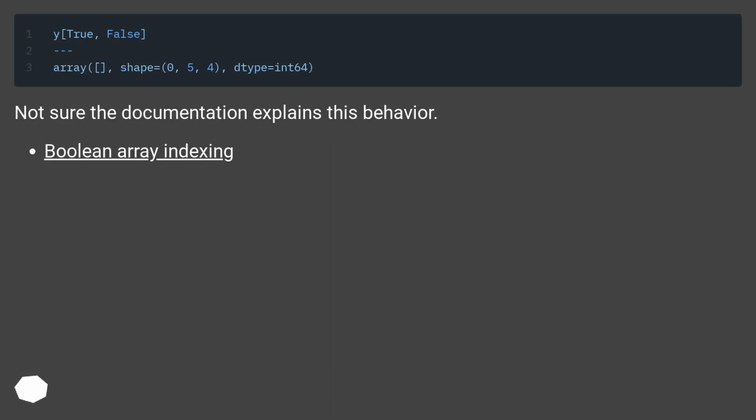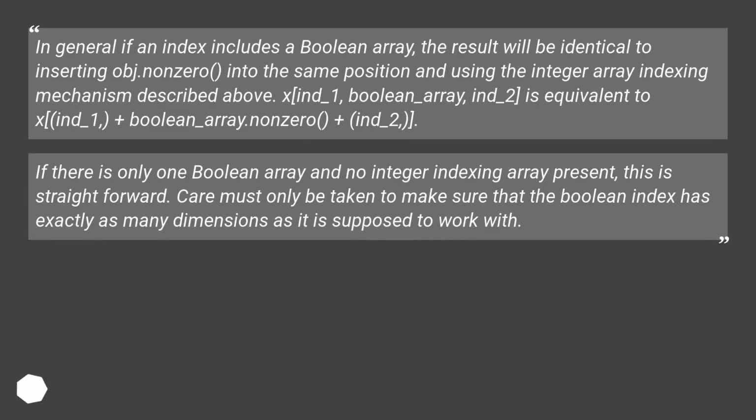Not sure the documentation explains this behavior. Boolean array indexing. In general, if an index includes a Boolean array, the result will be identical to inserting obj.nonzero() into the same position and using the integer array indexing mechanism described above. x[ind_1, boolean_array, ind_2] is equivalent to x[(ind_1,) + boolean_array.nonzero() + (ind_2,)].